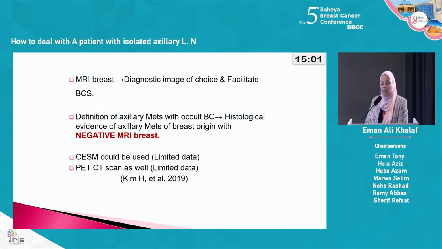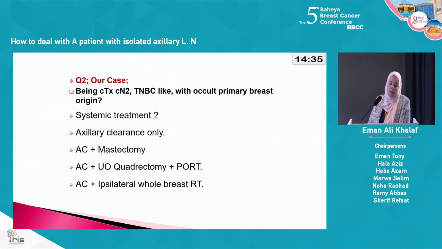So if we want to define isolated axillary metastasis with occult primary breast cancer, we need histological evidence of axillary metastasis of primary breast origin, and we need a negative MRI breast as well. What about contrast enhanced mammography and PET scan? Both modalities can be used. It could be an option, but with very limited data about routine use in such cases, but could be used. Now, we have a case of clinical TX, clinical N2, triple negative breast cancer with occult primary breast cancer as evident by negative MRI breast.